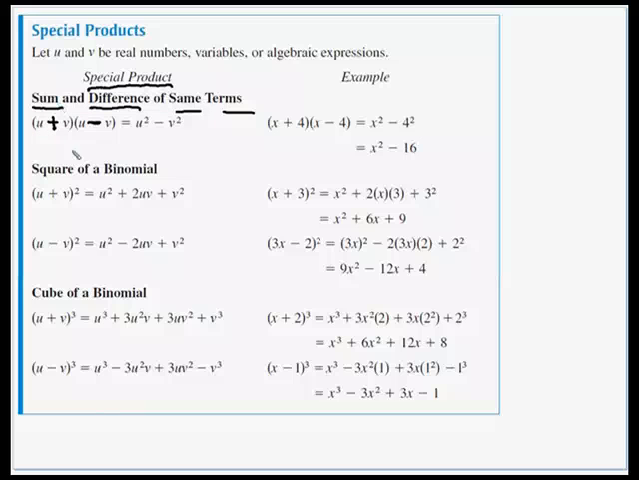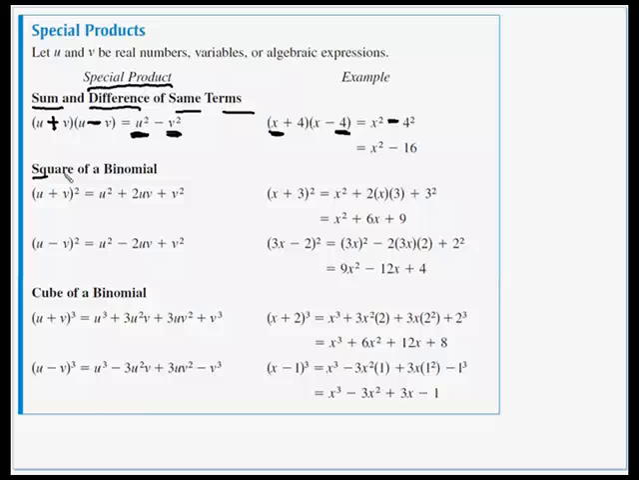If you FOIL that out, the middle terms cancel, and what you're left with is the first term squared, u squared, minus the second term squared, v squared. So if I gave you this problem, what is x plus 4 times x minus 4? You could say, well, that's a sum and a difference. So I'm going to take the first term and square it, x squared, and I'm going to have a minus sign. It's always a minus sign. And I'll take my second term and square it, 4 squared. So that turns into x squared minus 16.